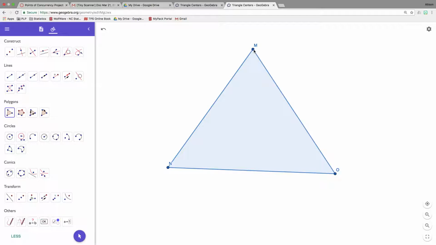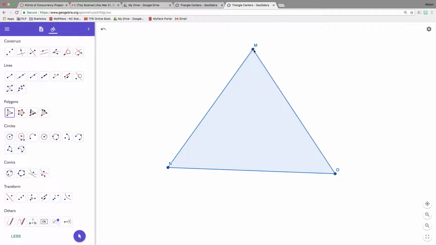All right, today we're going to create our point of concurrency based off of perpendicular bisectors. Okay, that's our line segment today, a perpendicular bisector. So, what's a perpendicular bisector? Two bisecting lines that intersect each other perpendicularly.